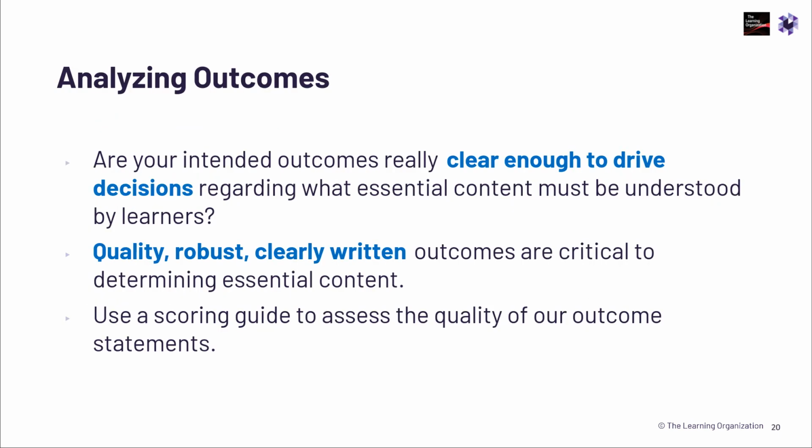We have to ask the question, are these intended learning outcomes clear enough so that we can make decisions regarding what essential content must be understood and applied by the learners? So is it good enough, right? What is the quality of those outcomes? Are they clearly written? Are they robust? You can actually use a scoring guide to look at an outcome. And so we're going to do that real quick so we're all on the same page.